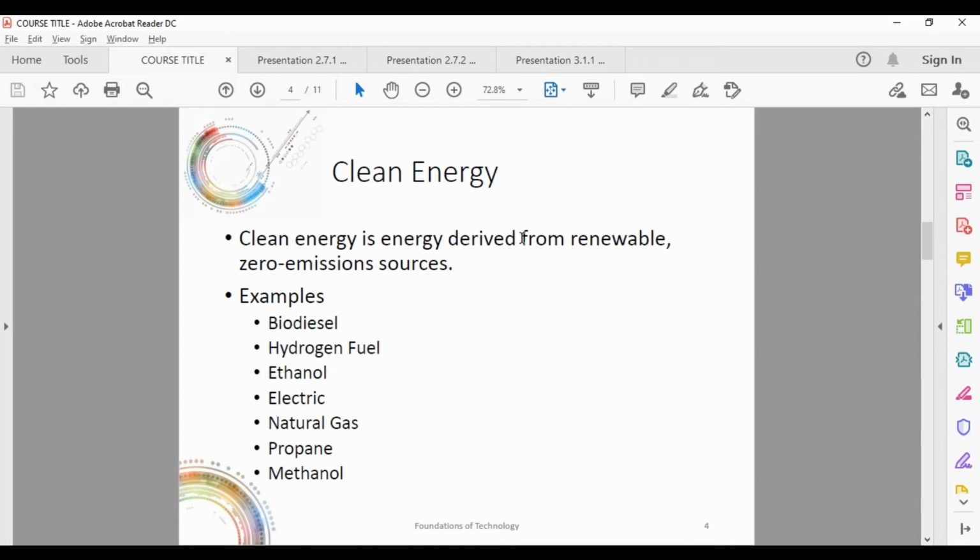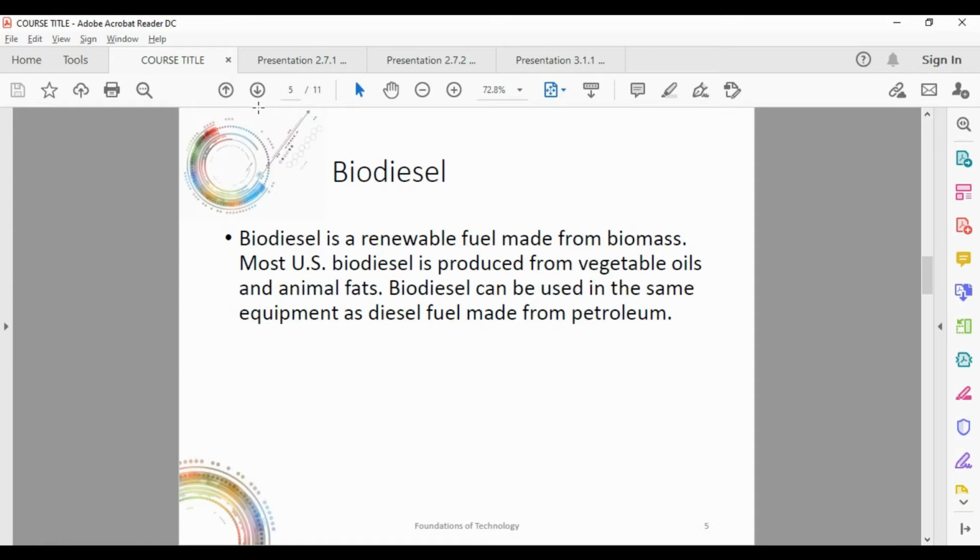So clean energy is energy derived from renewable zero emission sources. So examples: biodiesel, hydrogen fuel, ethanol, electric, natural gas, propane, and methanol. Now, they all have their pros, they all have their cons, and this is not going to be a which one do I believe is best. This is just putting that information out there, just so that way you know what is available.